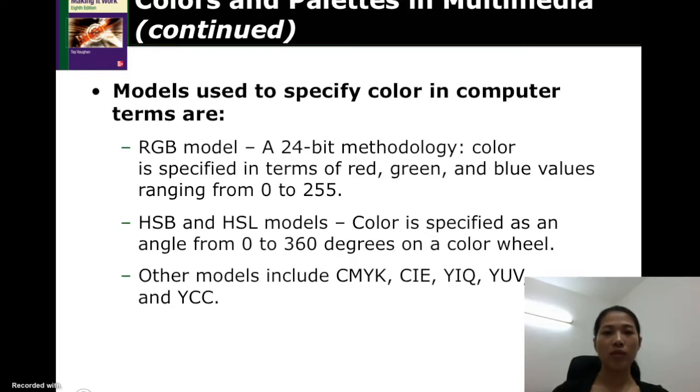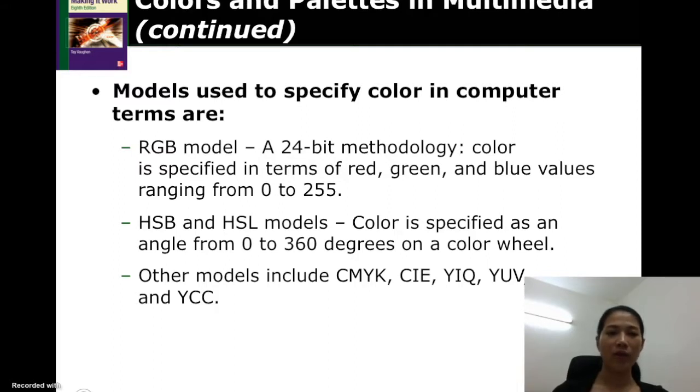Models used to specify color in computer terms are like the RGB model, which means it has 24-bit methodology. The color is specified in terms of red, green and blue values, ranging from 0 to 255. Why is it 255 and not 256? That's because 2 to the power of 8 is 256, and then you minus 1 because you start from 0.